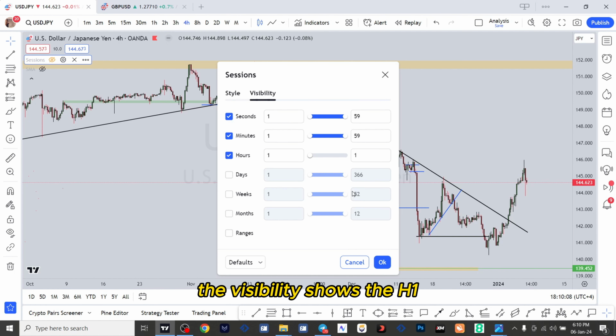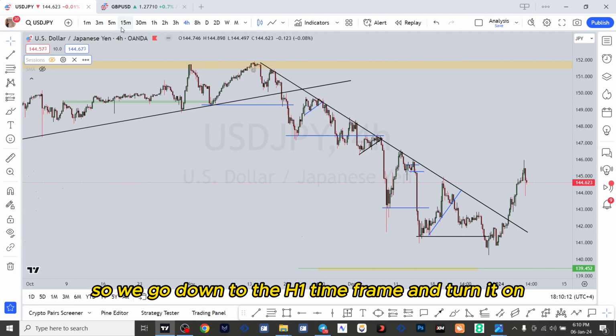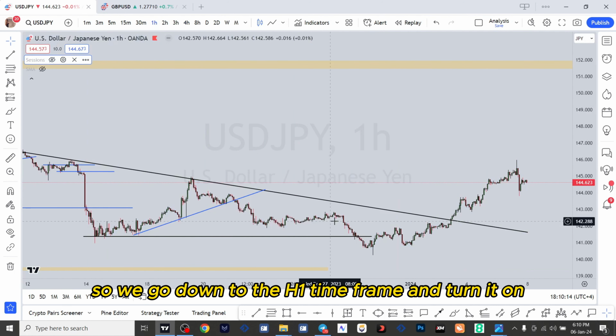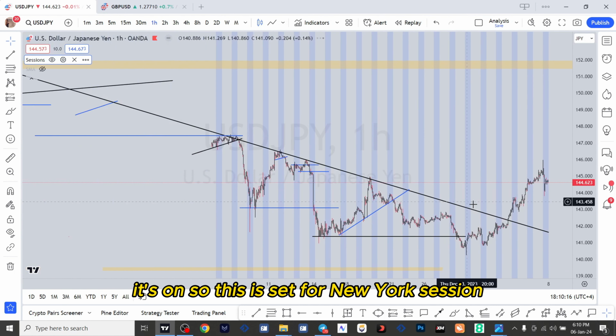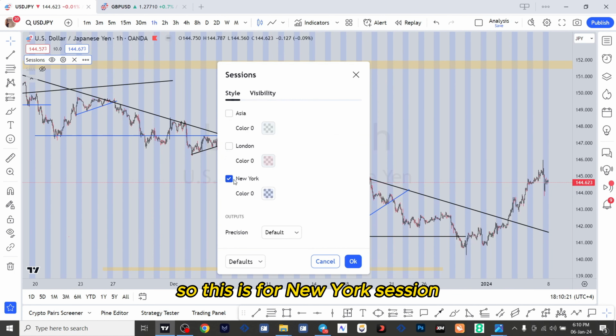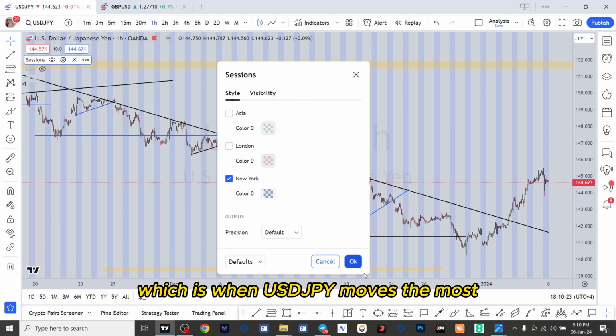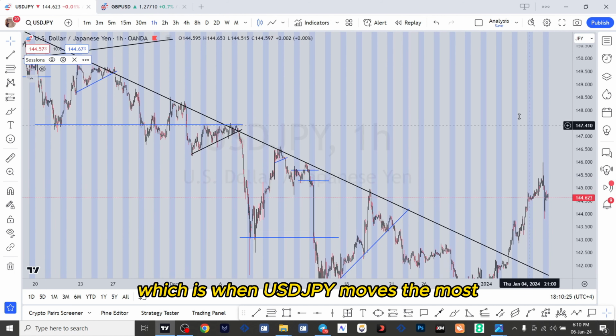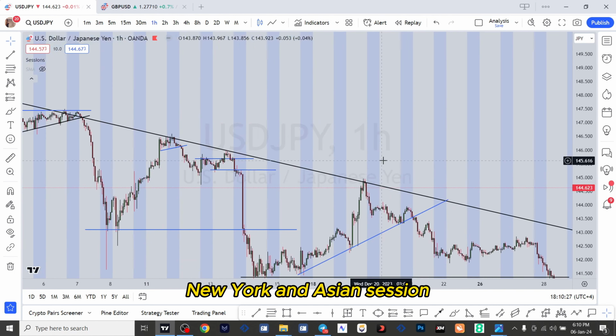So as you can see, the visibility shows on the H1. So I'm gonna go down to the H1 time frame and turn it on. Okay, it's on. So this is set for the New York session, which is when USD JPY moves the most, New York and Asian session.